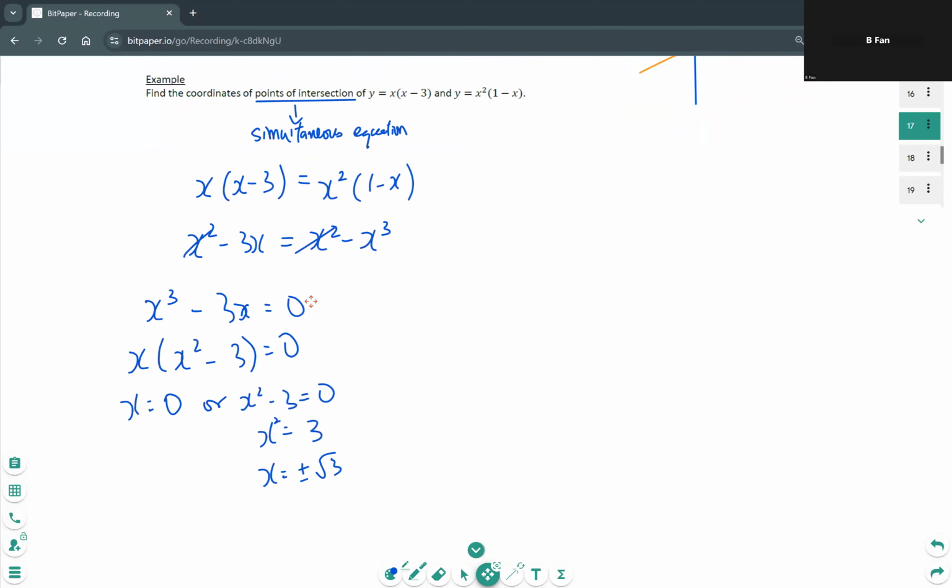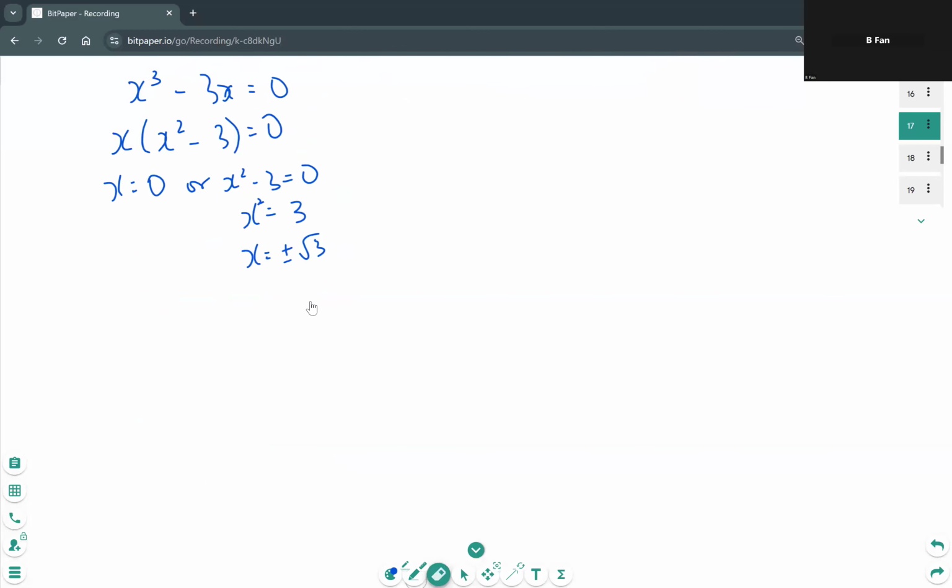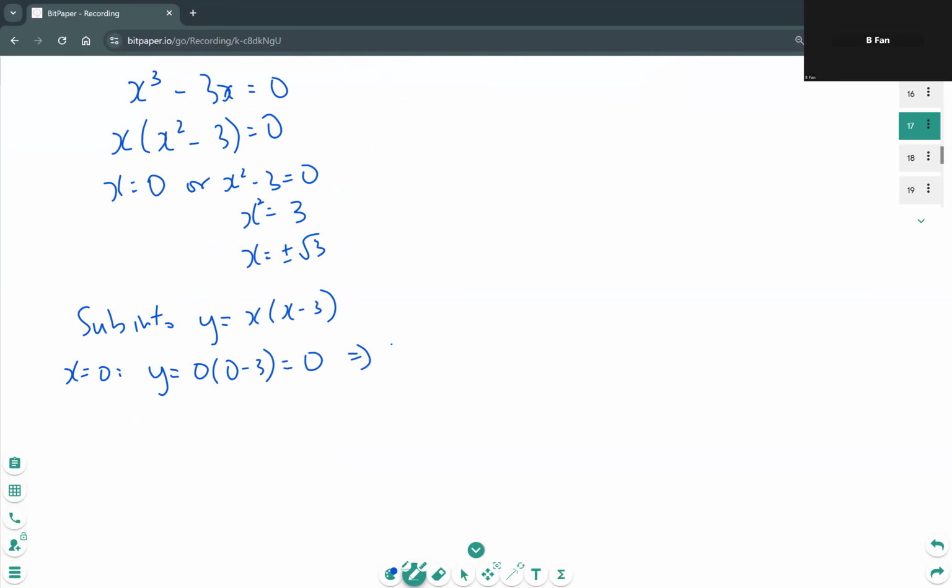To find a y solution, we substitute into either one equation. This one looks simpler, so I'm going to substitute into y equals x times x minus 3. So when x equals 0, y equals 0 times 0 minus 3, which is just 0. So the point is 0, 0.